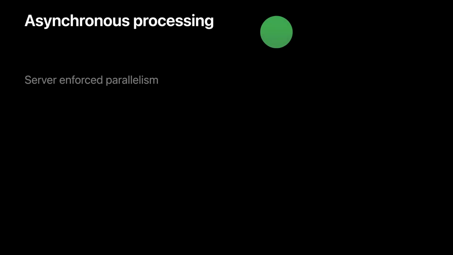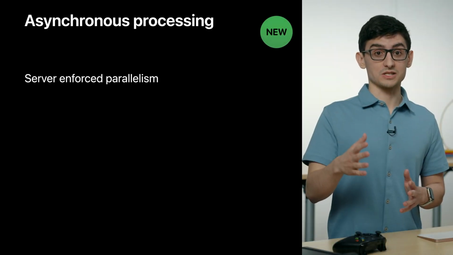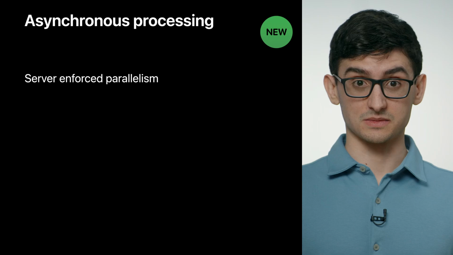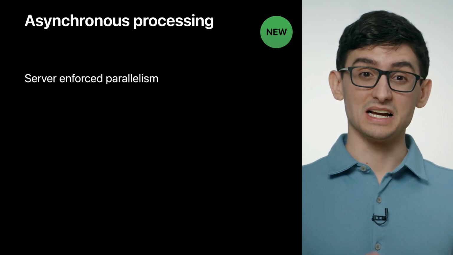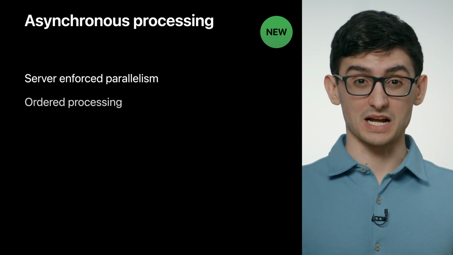The second major enhancement brought to this new API is asynchronous processing. In the initial version of the API, all management was performed synchronously. You make a request to manage some assets, and Apple performs the management while you wait for a synchronous response. This meant you handled parallelism, whereas asynchronous processing enables server-enforced parallelism on Apple's end.